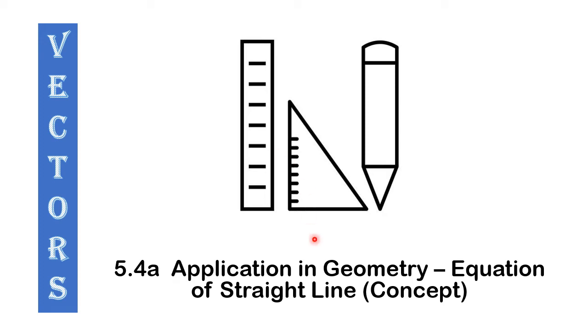In this video, we discuss the last subtopic of chapter 5 vectors, that is application in geometry. This is the most complicated subtopic in chapter 5 and it consists of a few parts. In this video we discuss the first part, that is finding the equation of the straight line. Precisely, we discuss only the concept of the equation of a straight line. In the next video we discuss questions and examples regarding the equation of a straight line.